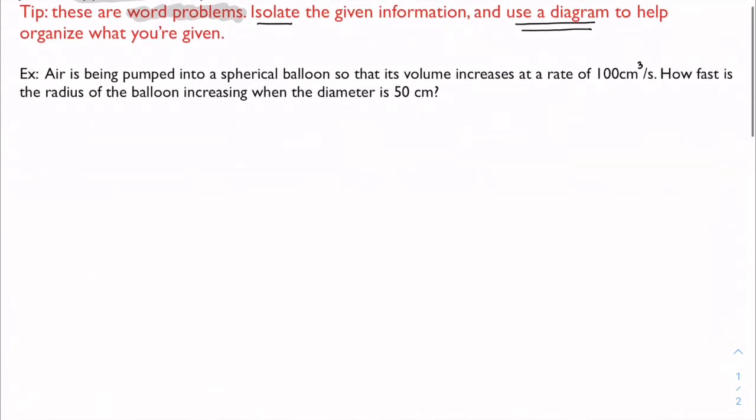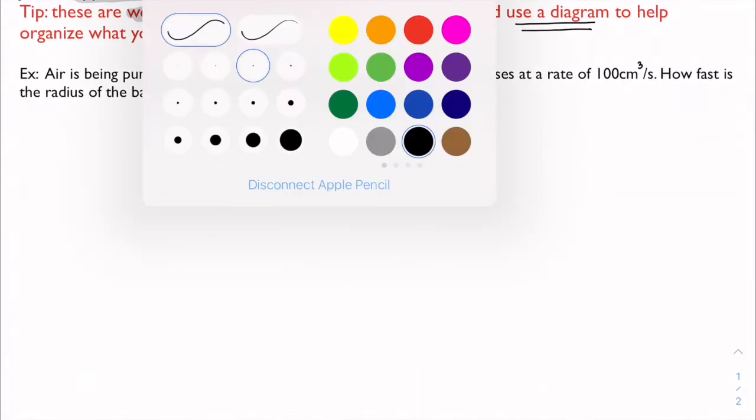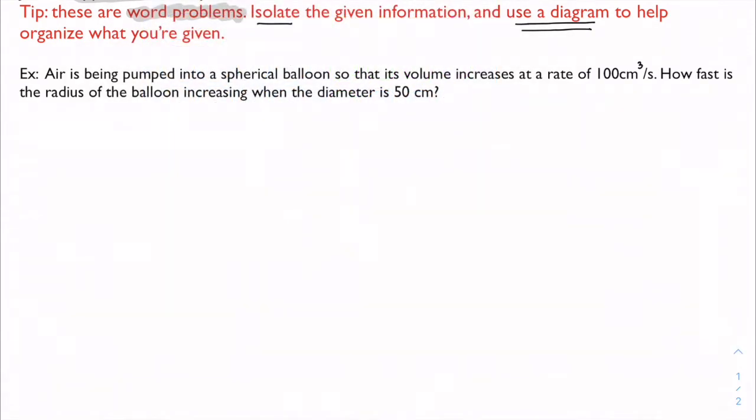So in my first example here, air is being pumped into a spherical balloon so that its volume increases at a rate of 100 centimeters cubed per second. So remember that IB will often write this, instead of with the ratio, as centimeters cubed per second to the negative 1. Don't ask me why, they just do, just be aware of it. How fast is the radius of the balloon increasing when the diameter is 50 centimeters?